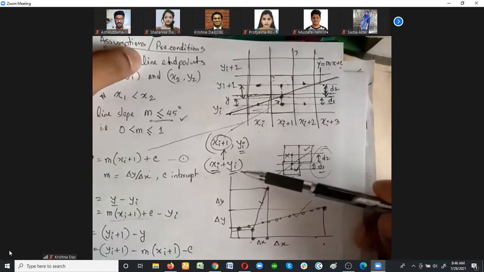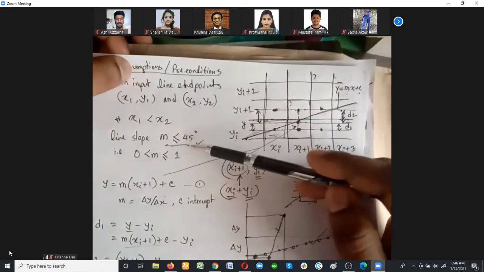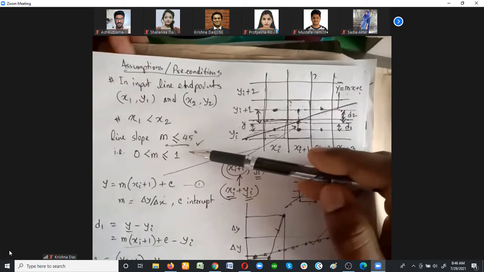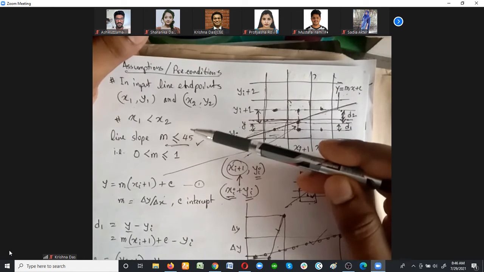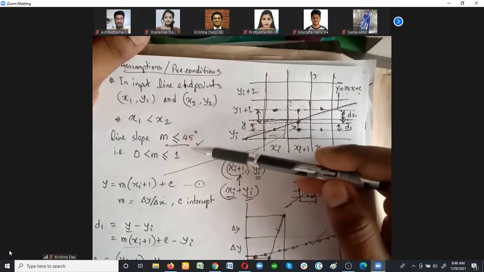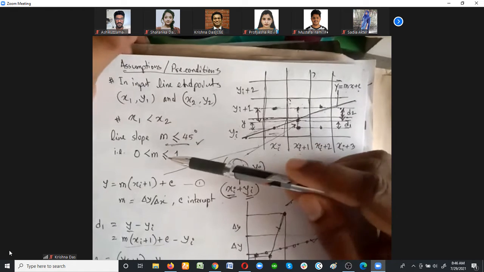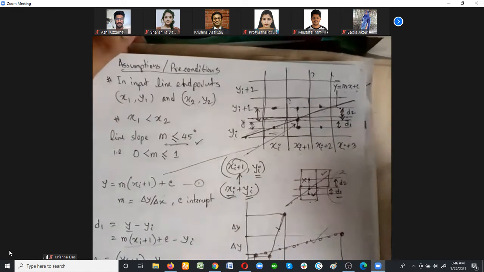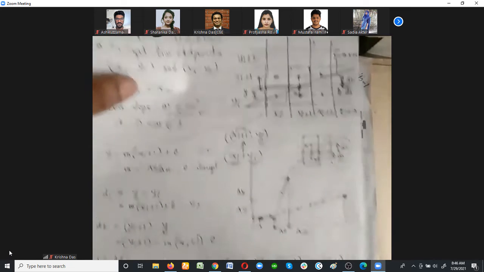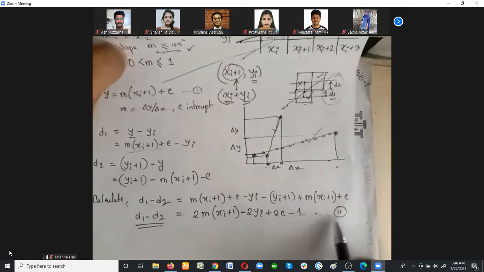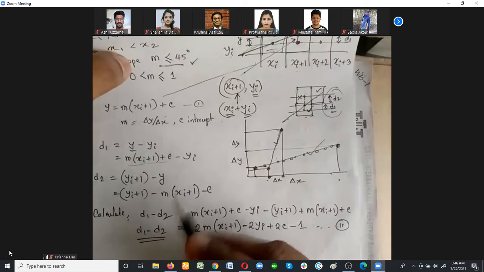So that's why we consider that the slope for the line, that is the precondition that we actually consider, should be less than or equal to 45 degrees. That means the value of slope should not be more than 1. That is the situation that we were in the last class. We will further move now from this equation.